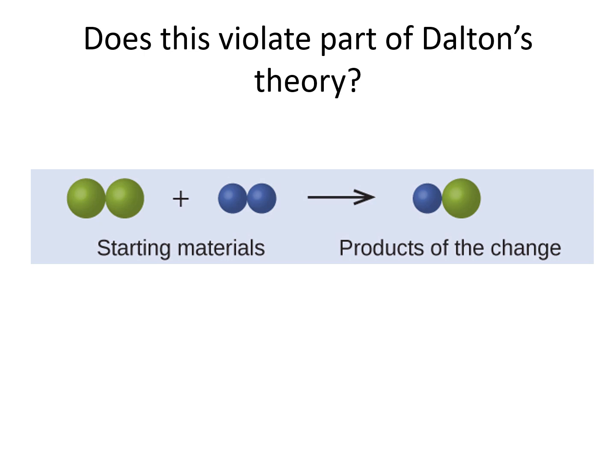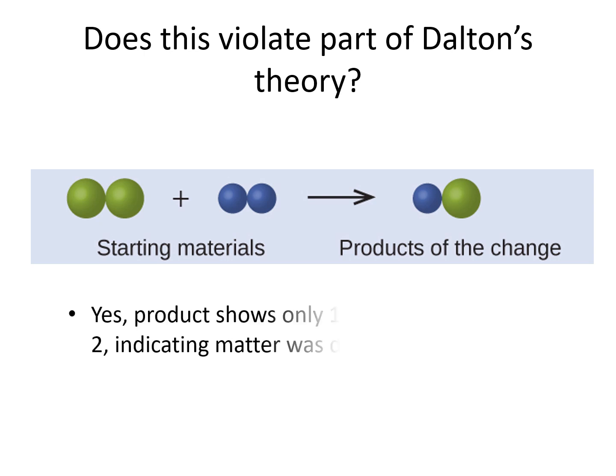Thinking about Dalton's postulates, does this drawing violate part of Dalton's theory? The answer is yes. It shows 2 greens and 2 blues at the start of the reaction, but only 1 green and 1 blue at the end of the reaction. This would violate Dalton's fifth postulate, which says that atoms are not created or destroyed.